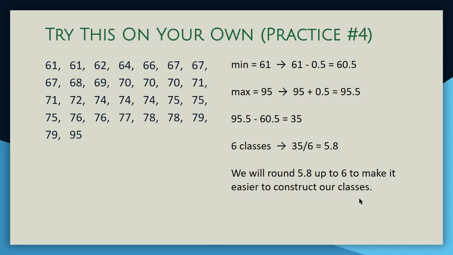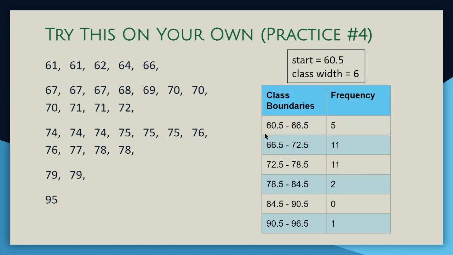All right, now that we've got our class width of 6 and our starting point of 60.5, we can start building our table. So 60.5 is our starting point. To get the next boundary, we add 6. We pull it down and add 6, pull it down and add 6. And you can see that I've got 6 rows in my table for 6 classes, and that last value of 95 does fit in that last class. I've also gone through and counted, so it should be 5, 11, 11, 2, 0, and 1.